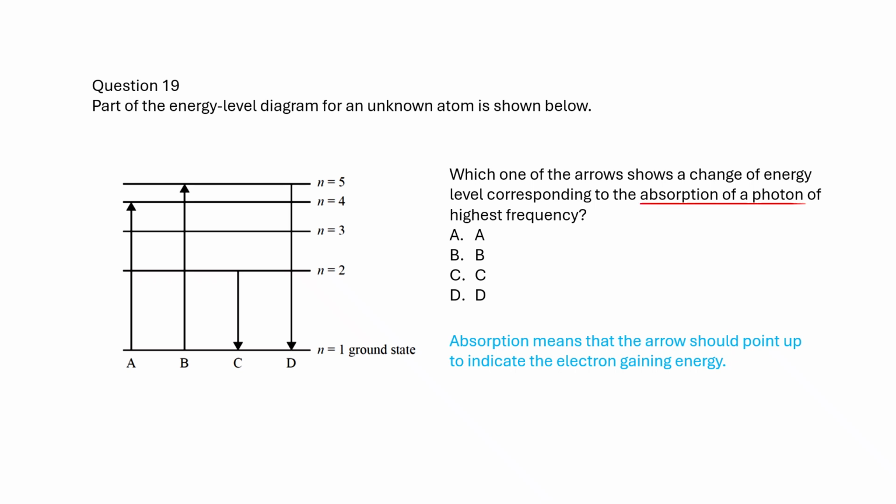Photon absorption occurs when electrons transition from a lower to a higher energy state. Since electron transitions A and B involve upward jumps, and B traverses a greater energy difference, B will result in the highest frequency observed in the absorption spectrum.